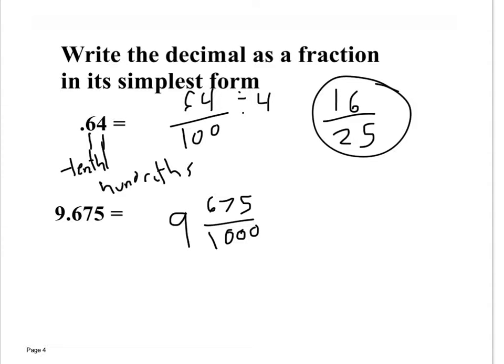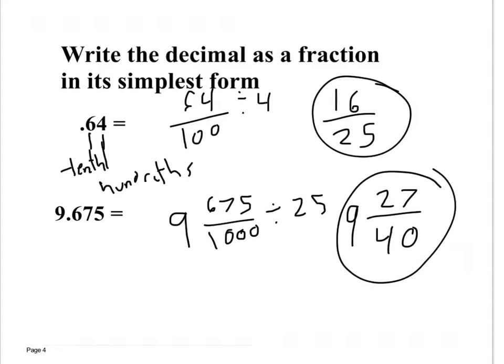So what you could do is, how many decimal places? There are 3, so that's how many zeros need to be underneath. Then what we can reduce by, obviously 5, but I would go by 25. 675 divided by 25, I believe, is 27. And then 1,000 divided by 25 is 40. So there's my answer, 9 and 27 over 40. Any questions? Easy enough.